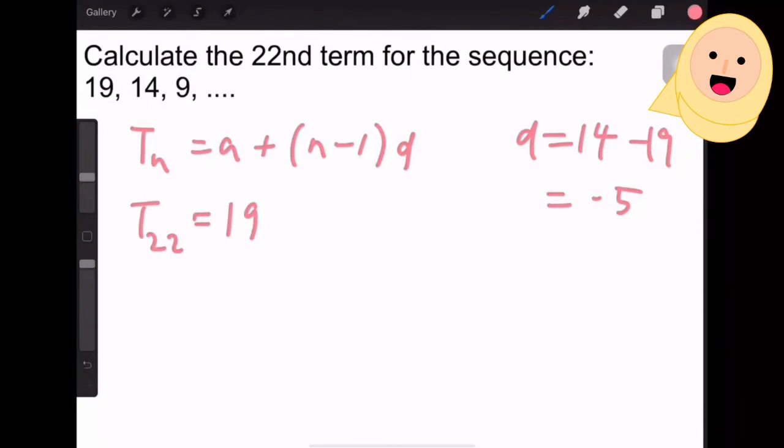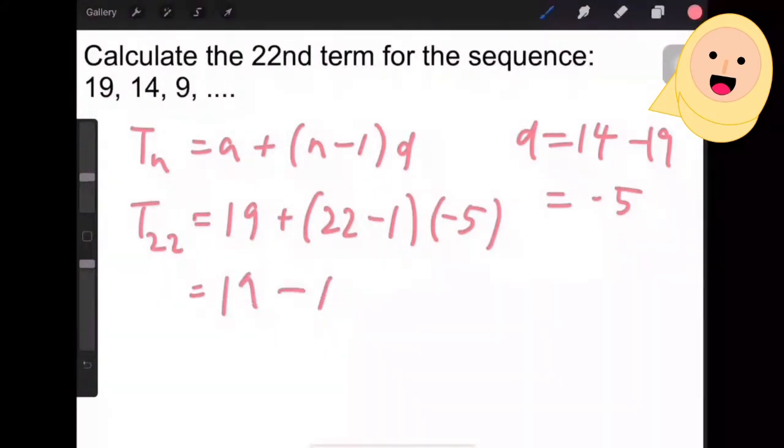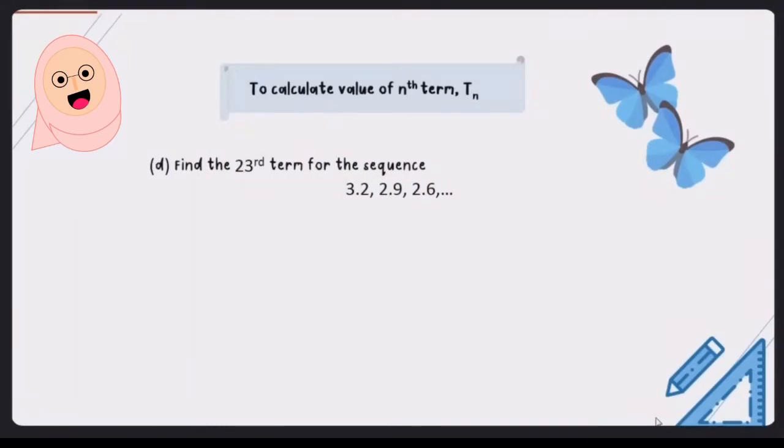Then just substitute everything into the formula. Finally, the 22nd term is negative 86. Now, let's learn how to calculate the value of the nth term. The question is, find the 23rd term for this sequence.